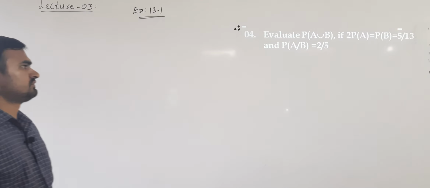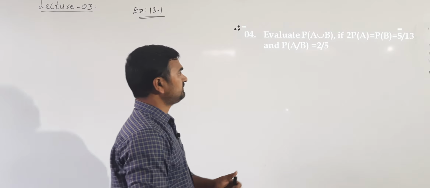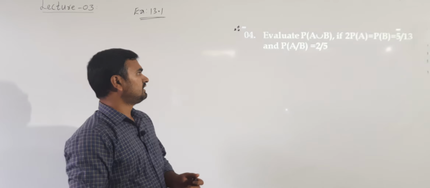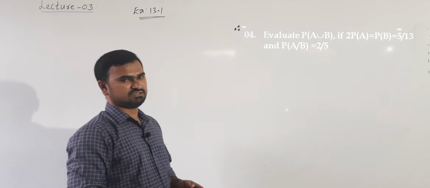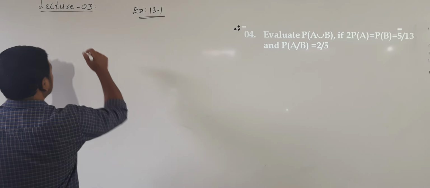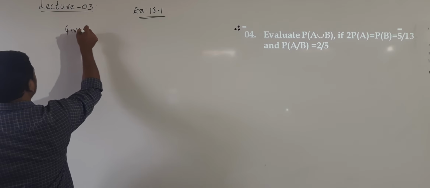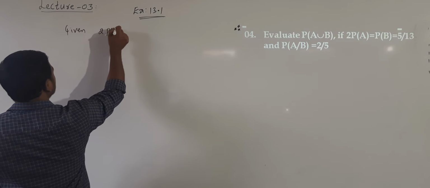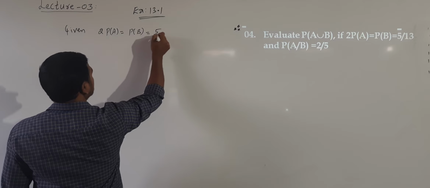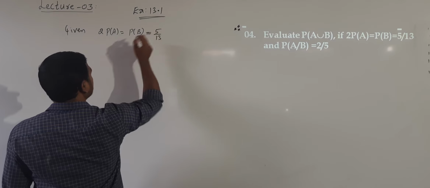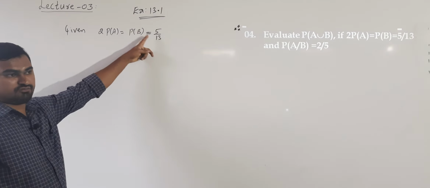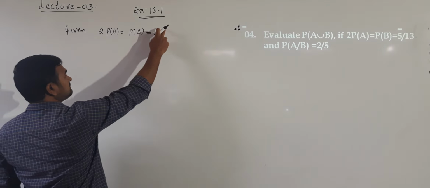Question number 4. Evaluate P of A union B if 2 times P of A equals P of B equals 5 by 13 and P of A given B is 2 by 5. So we have to find the value of P of A union B. What they have given is 2 times P of A equals P of B equals 5 by 13. Right? So we can find P of B and P of A values. P of B is directly 5 by 13.